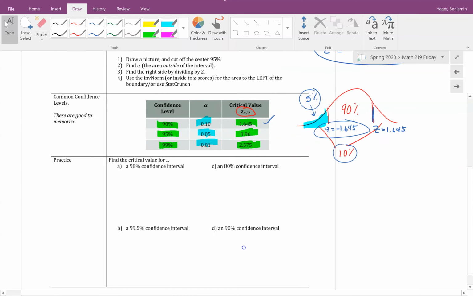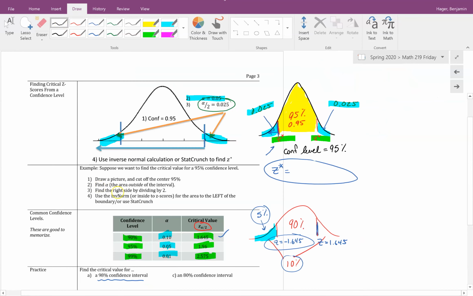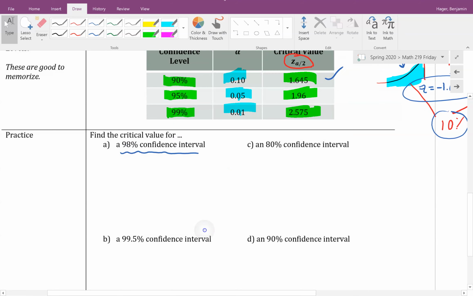So here they just want us to find the critical values. Suppose you're trying to make a 98% confidence interval. They just want us to find the z-score we should use, the critical z-score. All right, a 98% confidence interval means I'm blocking off 0.98 of the middle, right? 98% of the middle is getting blocked off. I want to know what the z-scores are here that make that happen.